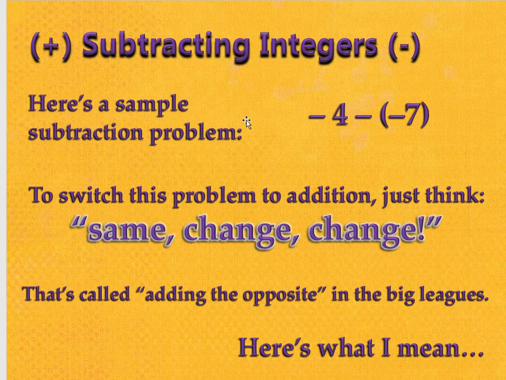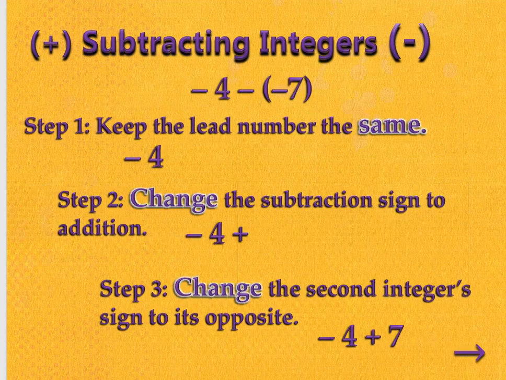Here's a sample subtraction problem. You can see that we have a negative integer 4, and then we have a subtraction sign, and then we have a negative 7. So to switch this problem to addition, we are going to think same, change, change. That's called adding the opposite in the big leagues. So here's what I mean.